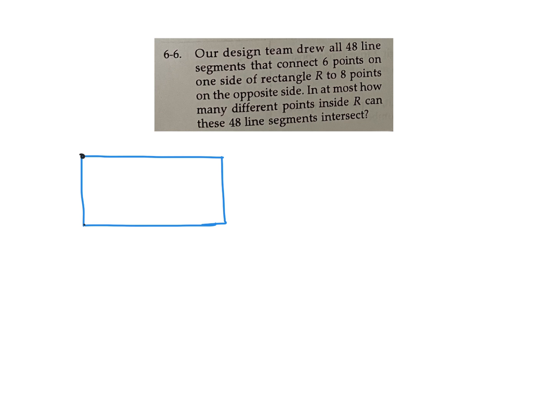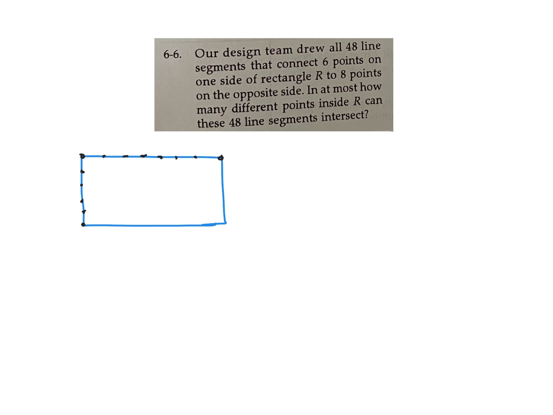So 1, 2, 3, 4, 5, 6. Okay, I'm assuming they're all equidistant. And then 8 on this side. So 1, 2, 3, 4, 5, 6, and so on. Okay. And then basically, what are they trying to do? How many different points inside R can these 48 line segments intersect?